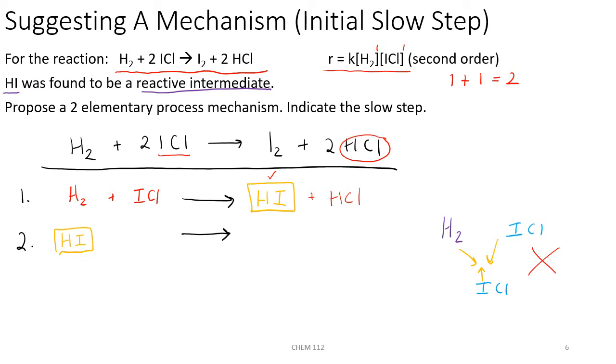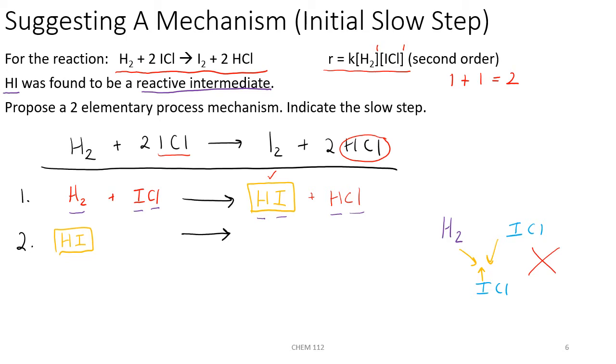And then you want to double check, does everything add up on the left and the right hand side? You have two H's on the left, you have two hydrogens on the right, one iodine on the left, one iodine on the right, one chlorine on the left, and one chlorine on the right. So we're obeying the law of conservation of mass for the first elementary process.